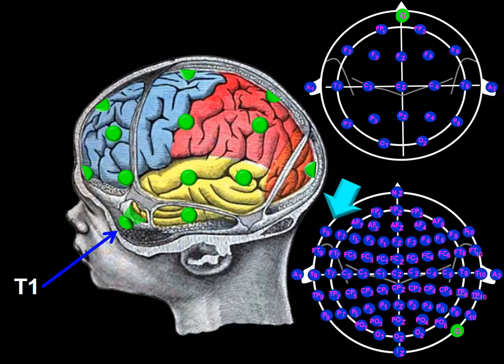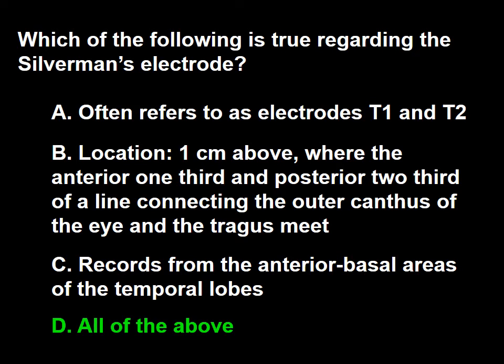In the 10-10 system, the closest electrode to the Silverman's electrode is labeled as F9. So the answer to this question is D, all of the above.